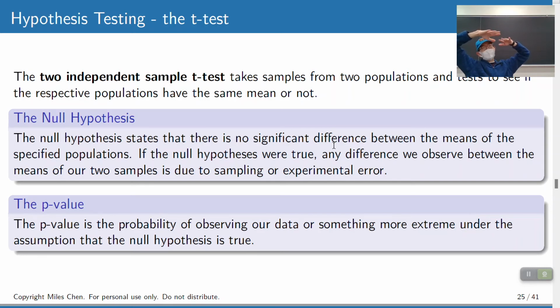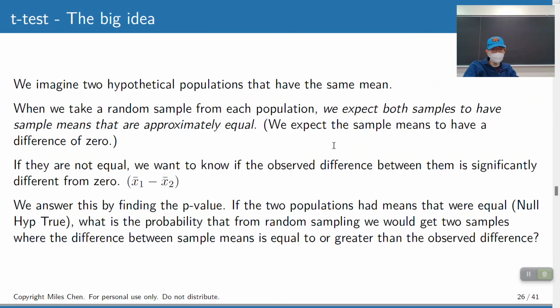We're going to just say that the difference you saw is just because of random sampling. It's not because the populations are different. It's just that when you do random samples, you get bigger and smaller numbers. Any difference we observe is just due to sampling or experimental error. The p-value is the probability of observing the data we got, or something more extreme, under the assumption that the null hypothesis is true.